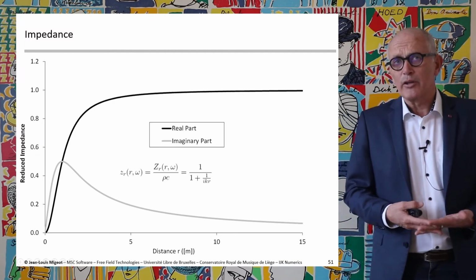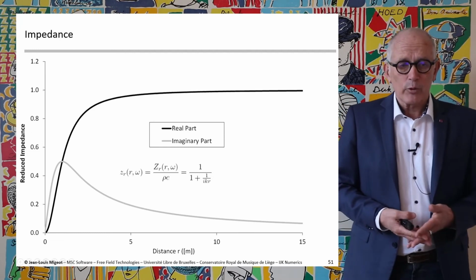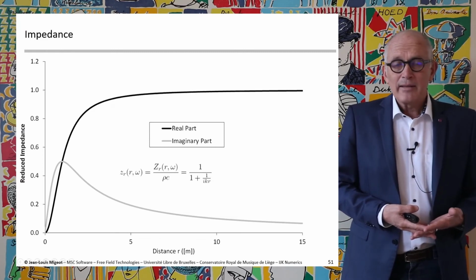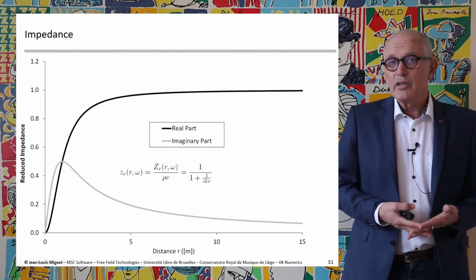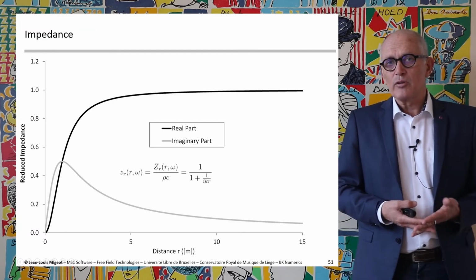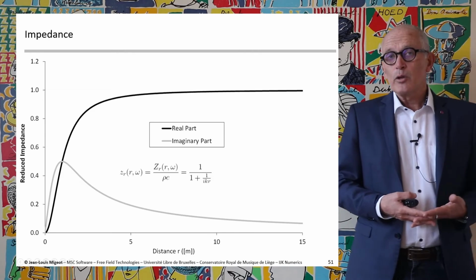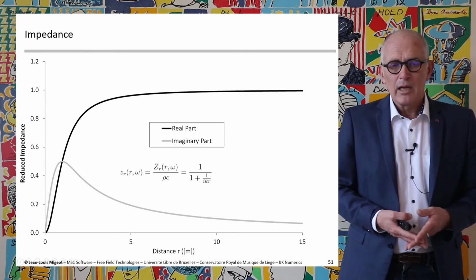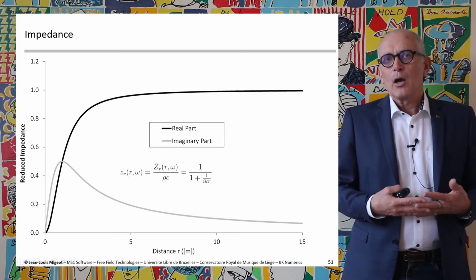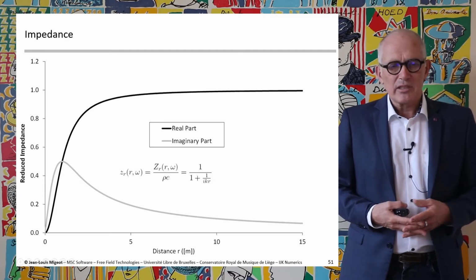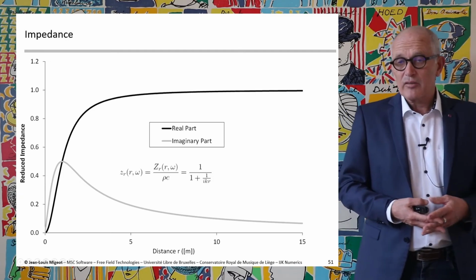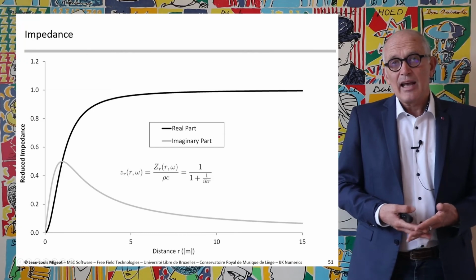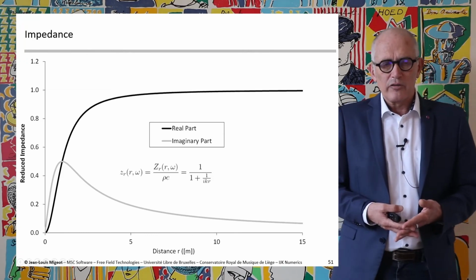And again, you have a real part and an imaginary part. Let's look at the real part first. You see that it starts at 0 when r is equal to 0, and then it grows progressively until it reaches the value of 1. So asymptotically, when the distance is important, the real part of the impedance is equal to rho c, which is the impedance of plane waves. So that confirms once again that plane waves are nothing else than spherical waves seen from far away. And the imaginary part starts by growing, reaches a maximum, and then starts decaying, and asymptotically it tends to zero.